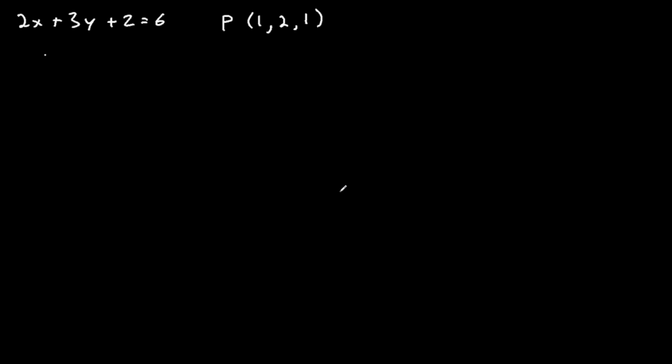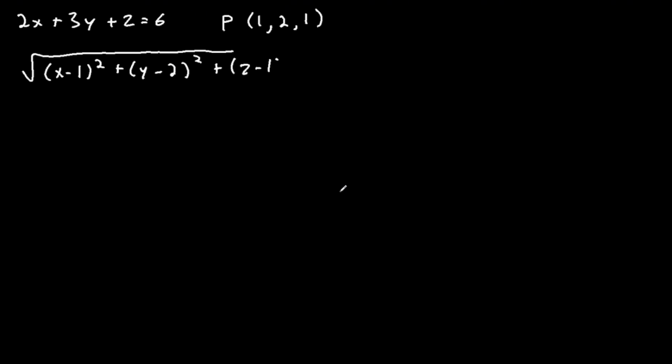Let's begin. Okay, so first off, we need to define an actual function. We have our constraint, and our constraint is this right here. So our constraint is just the plane function, but we don't have a formula, a function for the distance. So the function for this distance will be defined as the square root of (x minus 1) squared plus (y minus 2) squared plus (z minus 1) squared.